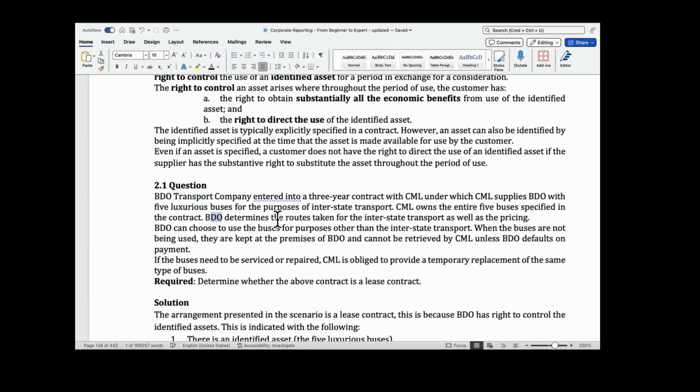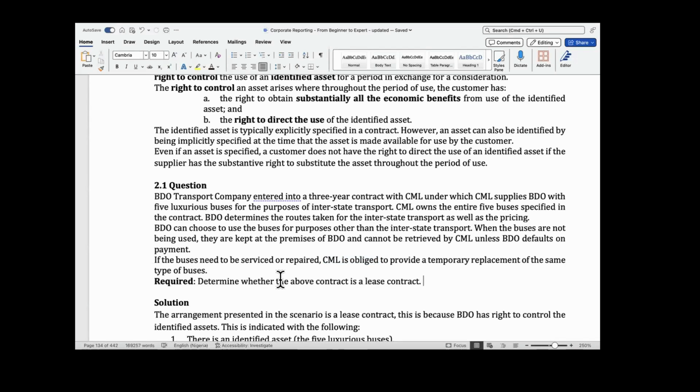BDO can choose to use the buses for purposes other than the interstate transport. When the buses are not being used, they are kept within the premises of BDO and cannot be retrieved by CML unless BDO defaults on payment. If the buses need to be serviced or repaired, CML is obliged to provide a temporary replacement of the same type of bus. Determine whether the above contract is a lease contract.